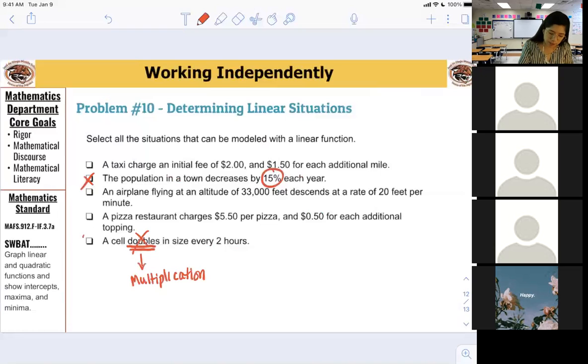Everything else, how does it look? A taxi charges $2 and then $1.50 for each additional mile. That sounds good. An airplane flying at an altitude of 33,000 feet descends at a rate of 20 feet per minute. That's speed, we're good. And then a pizza restaurant charges $5.50 per pizza and 50 cents for each additional topping. No multiplication there, we're good to go. A, C, and D.